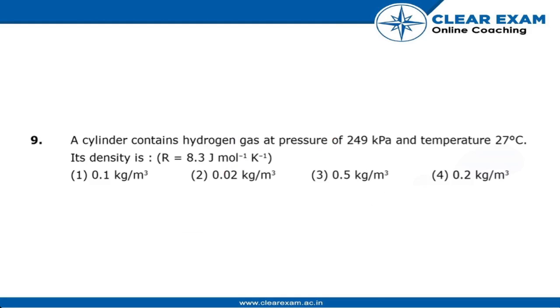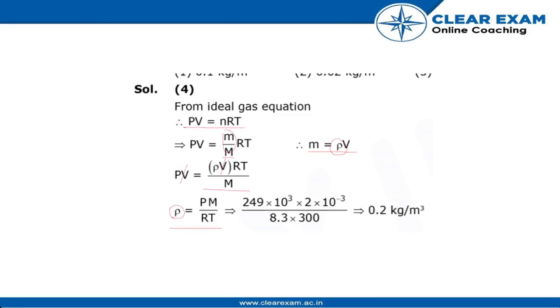Our pressure is given as 249 kilopascal, so 249 into 10 to the power 3 pascals. Molecular mass of H2 gas is 2 grams, or 2 into 10 to the power minus 3 kilograms, over the value of R that we are given in the question itself. Temperature is given as 27 degrees Celsius or 300 kelvins. We had to convert everything into SI.